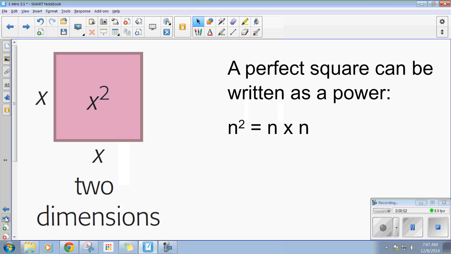Let's begin at what actually x squared means. A perfect square can be written as a power. N squared is the same thing as n times n. And we can see that that is a two-dimensional picture. We have the side times the side, which is then the side squared.